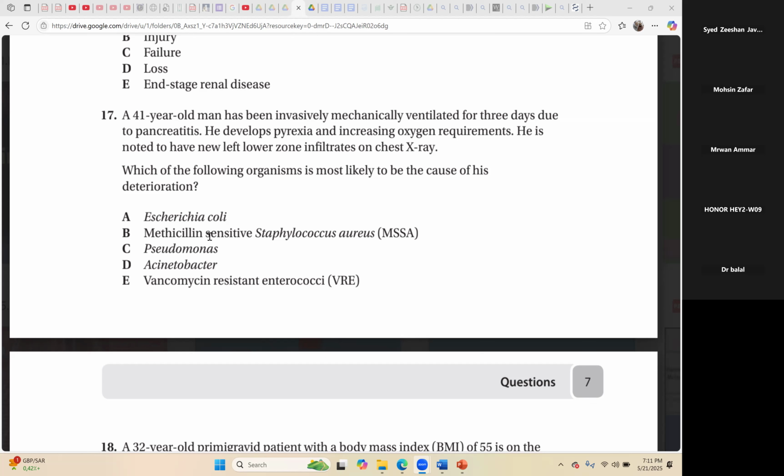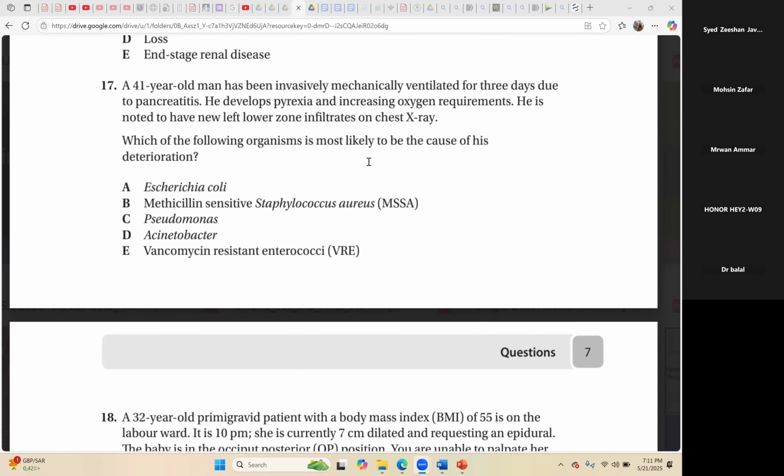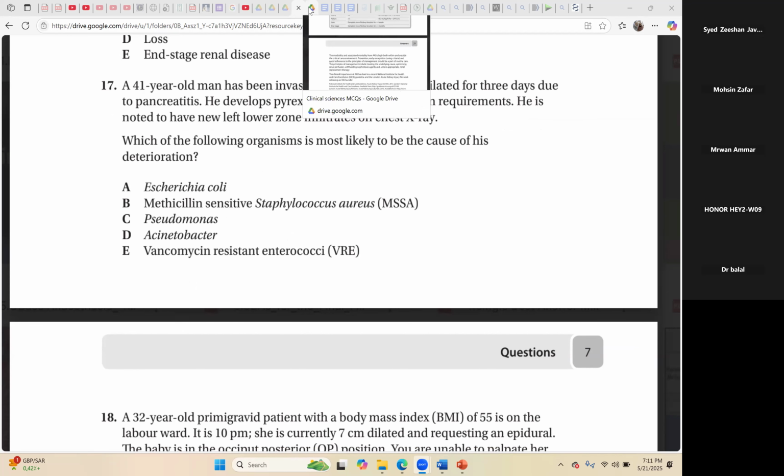E. coli is gram negative. Methicillin sensitive Staphylococcus aureus is gram positive. This is also gram negative. Let's see, what is vancomycin resistant enterococci.